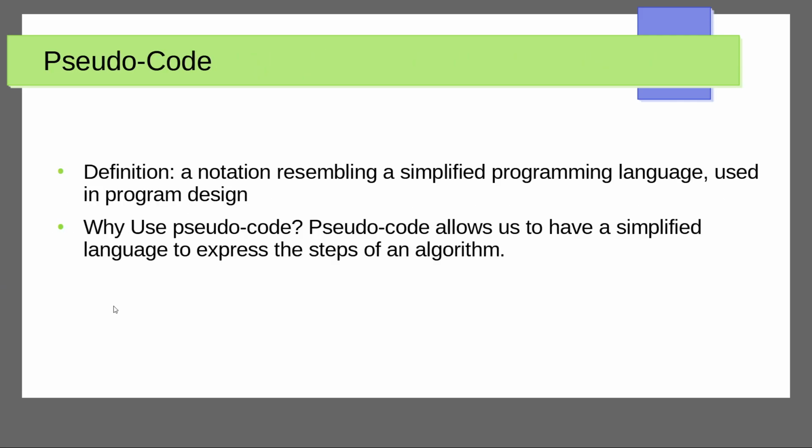What is pseudocode? It's a notation resembling a simplified programming language used in program design. Why would we use pseudocode? Well, pseudocode allows us to have a simplified language to express the steps of an algorithm. Oftentimes in languages like C, C++, Java, we'll get bogged down by all the semantics and language versus the algorithm. So pseudocode strips all the unnecessary syntax away, all the unnecessary structure away, and allows us just to look at the core algorithm.